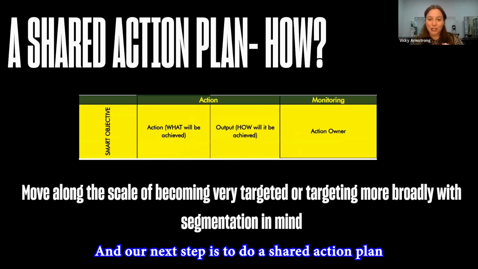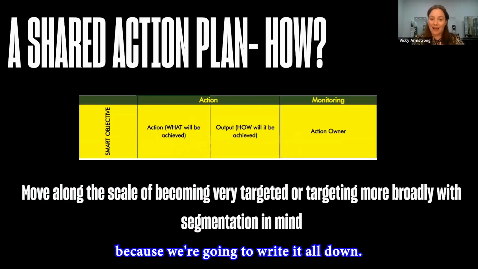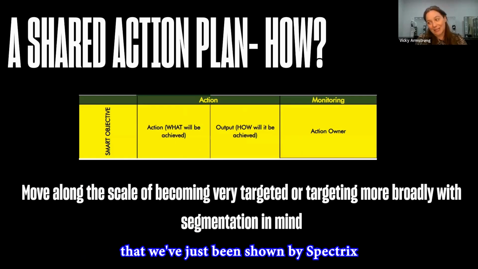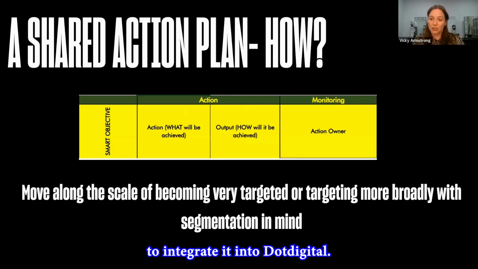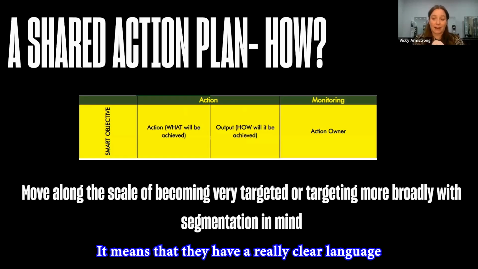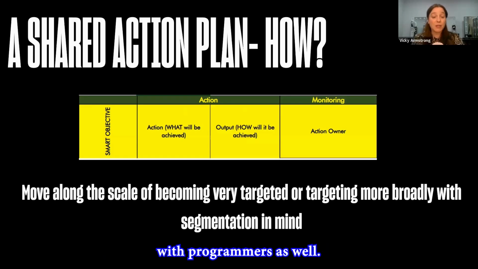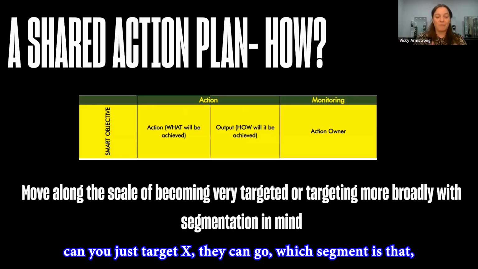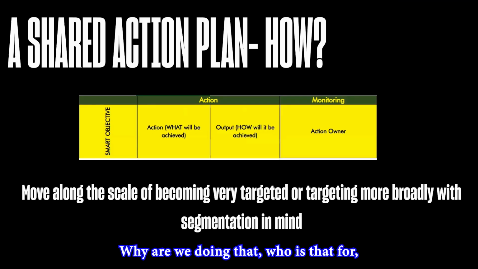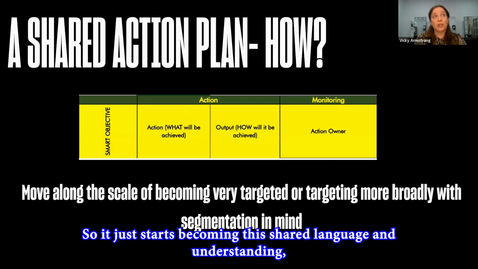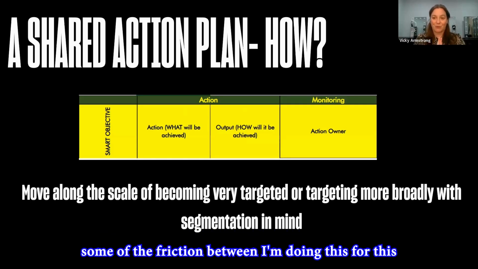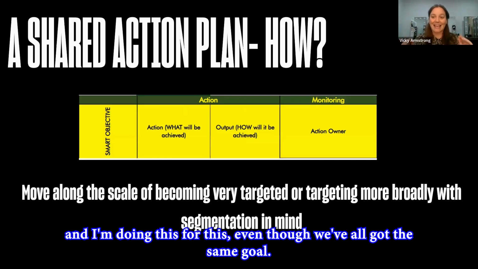And our next step is to do a shared action plan, because we're going to write it all down, have action owners, and the team are going to use all of those wonderful tools that we've just been shown by Spectrix to integrate it into Digital. It means that they have a really clear language with programmers as well. So when a programming colleague might be saying, can you just target X? They can go, which segment is that? Why are we doing that? Who is that for? So it just starts becoming this shared language and understanding, which hopefully eliminates some of the friction between I'm doing this for this and I'm doing this for this, even though we've all got the same goal.